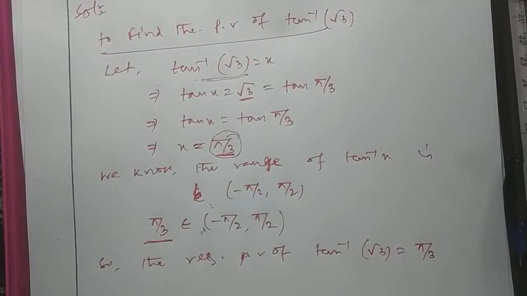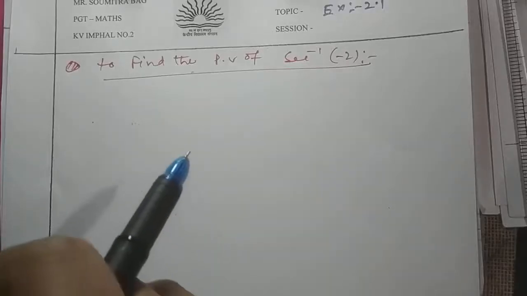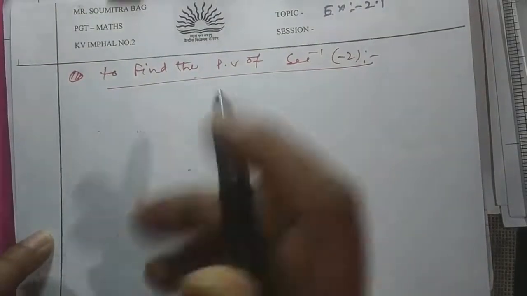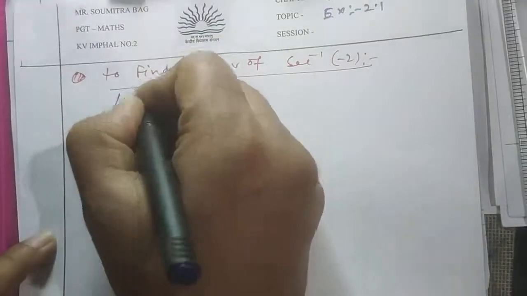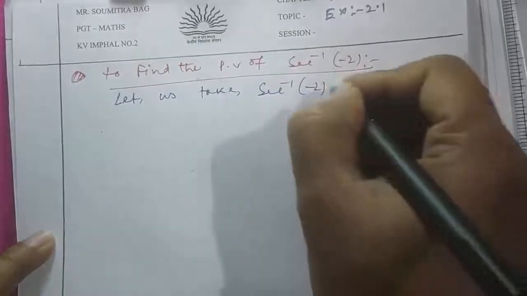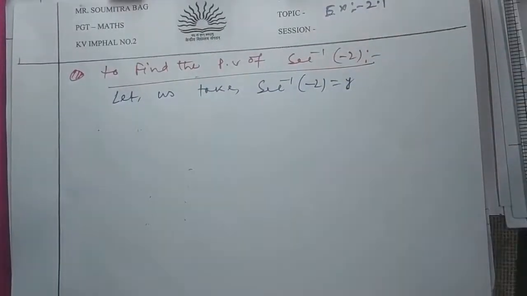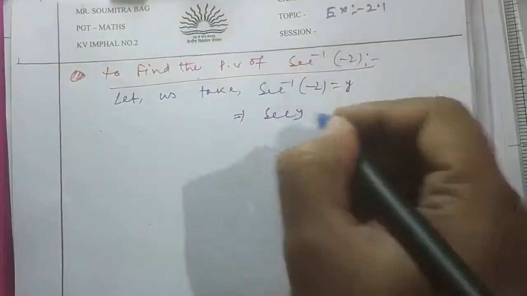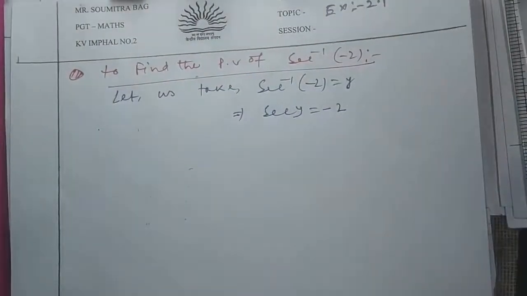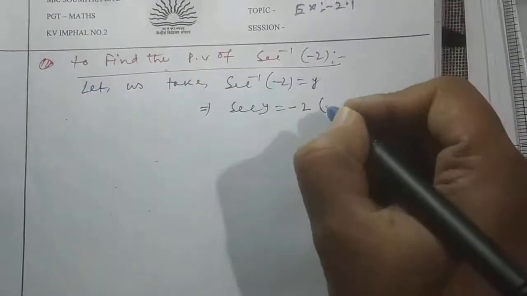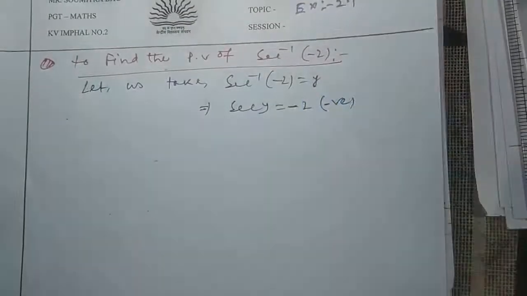Now let us find the other PV. Now let us find the PV of sec inverse minus 2. Let us proceed in a similar manner. Similarly, let us take sec inverse minus 2 as y. Don't take x again, take another variable y. So from here we can say sec y will be minus 2, correct? So ultimately we have got sec y equal to minus 2, which is negative because of the minus sign there.